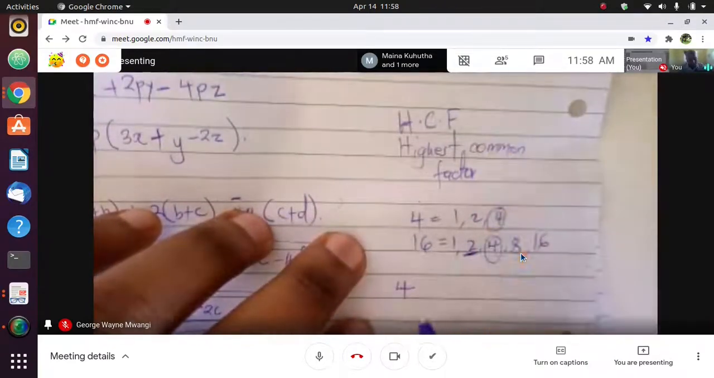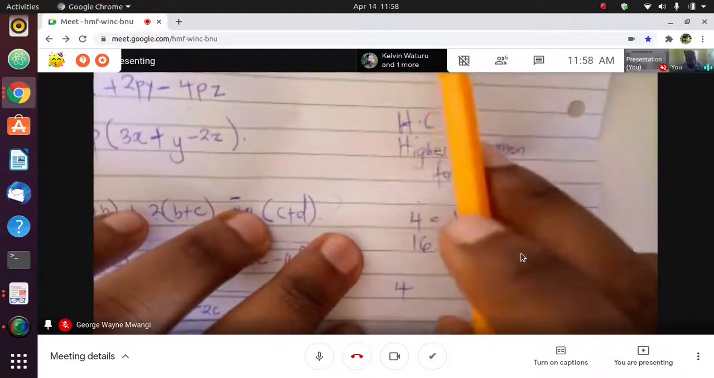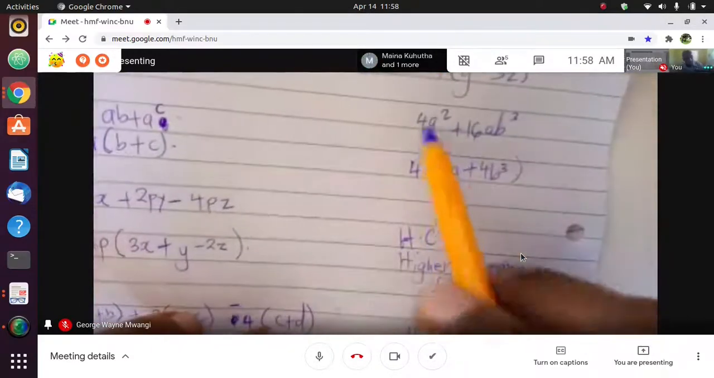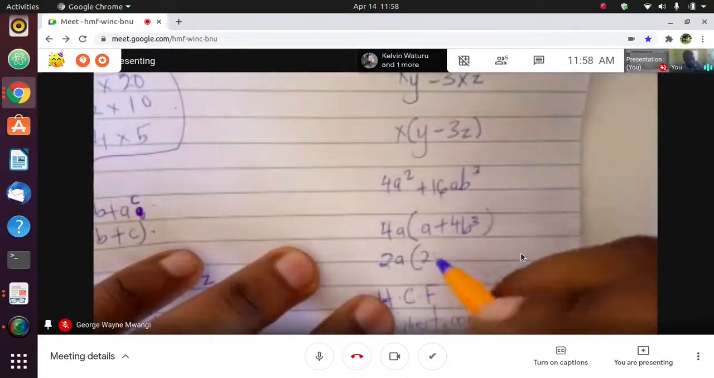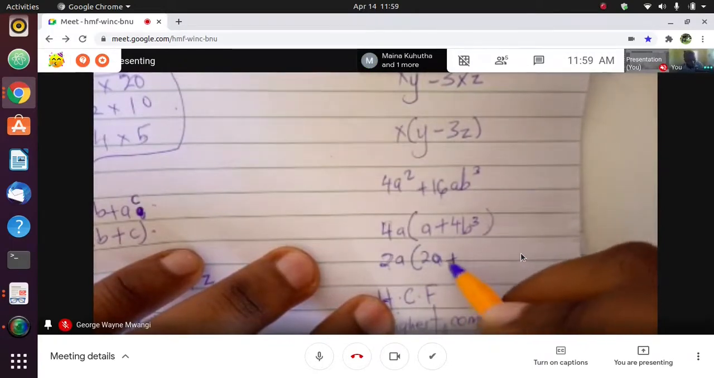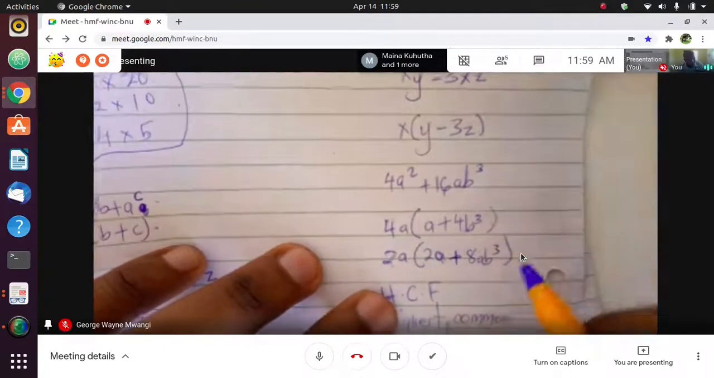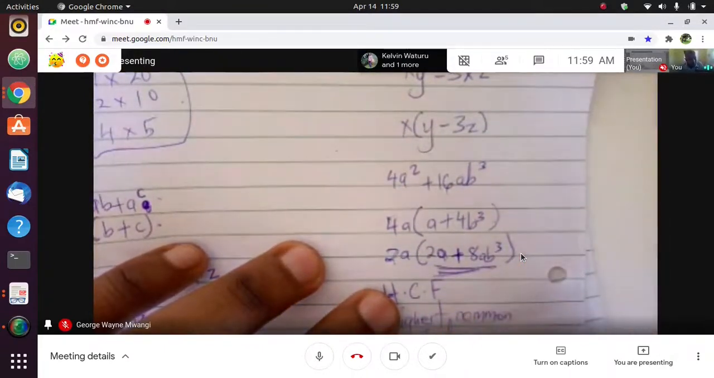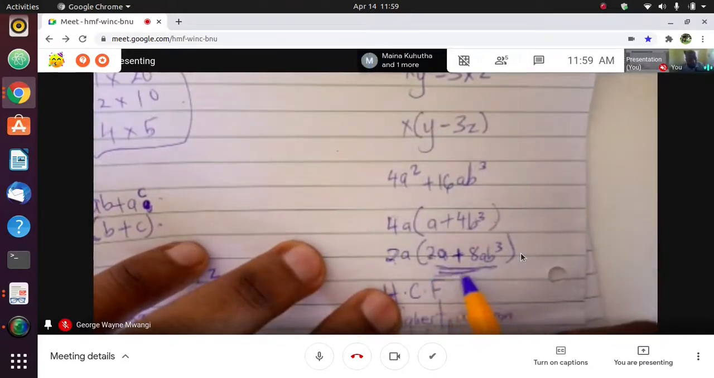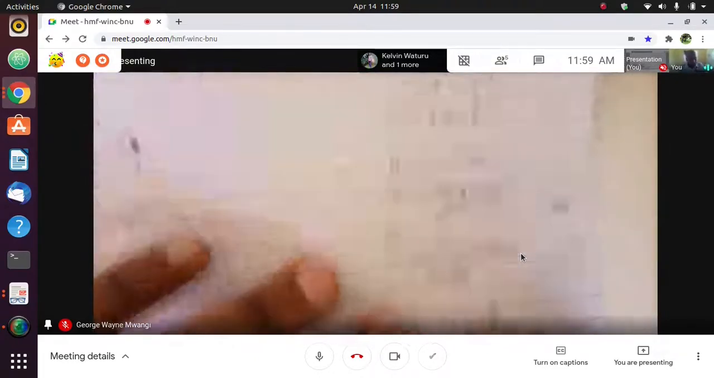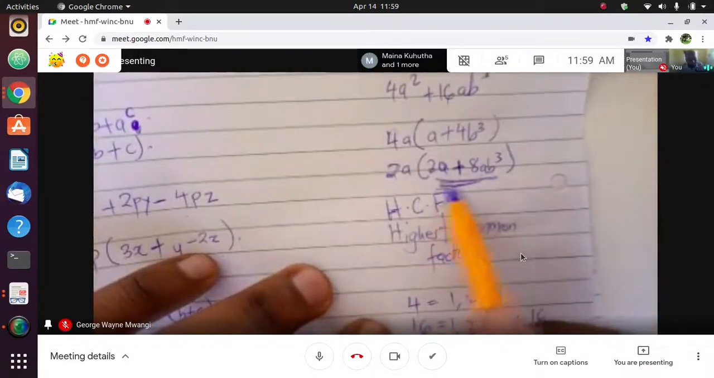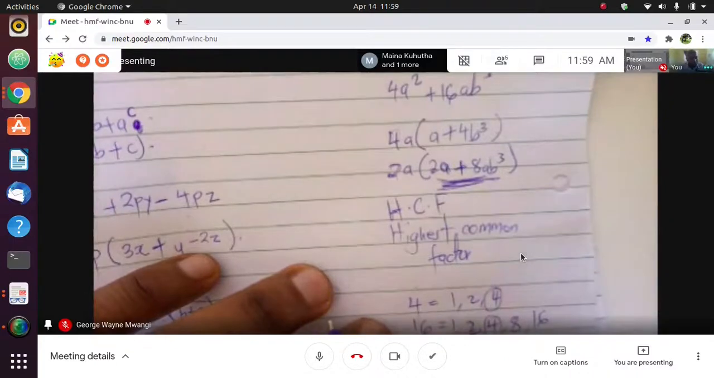Kwa sababu ukiweka 2, you'll still find that, let's say tumeweka 2 hapa, kwa hiyo hapa tukiweka 2a, utapata kwamba bado huko 2a plus 8ab cubed. You'll find that this expression can still be simplified further. Sindio? There is still a common factor in this expression, which is 2a. Ndio maana tunatumia the highest common factor, so that the expression that remains is not factorizable anymore. Imefika mwisho. Sawa sawa?